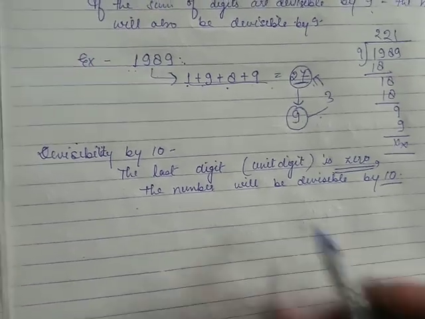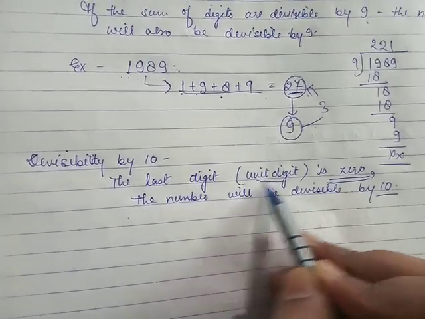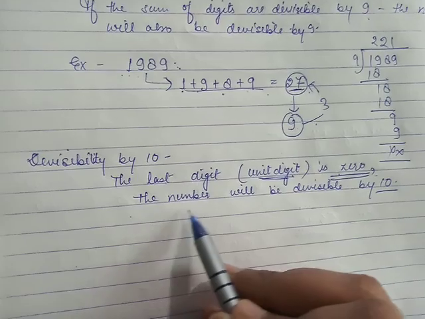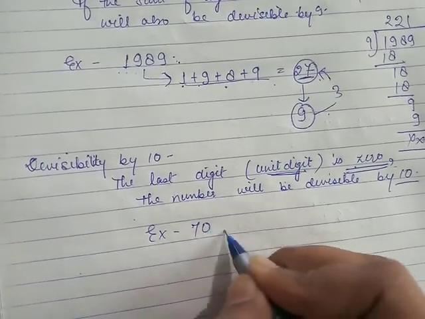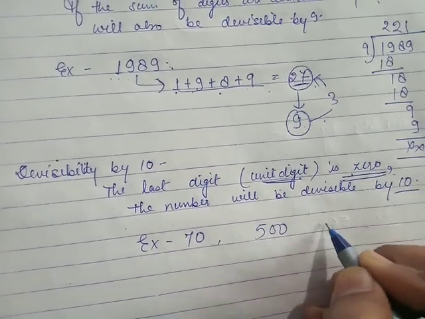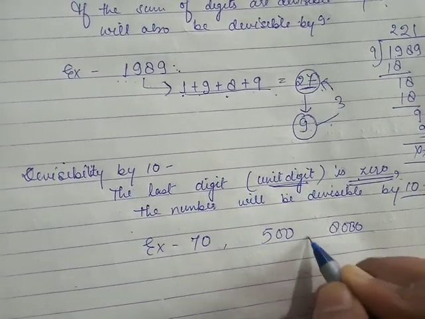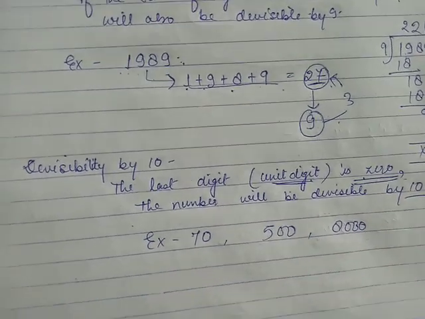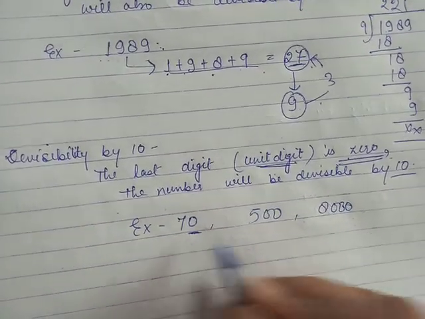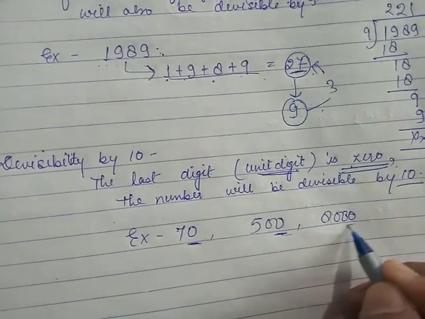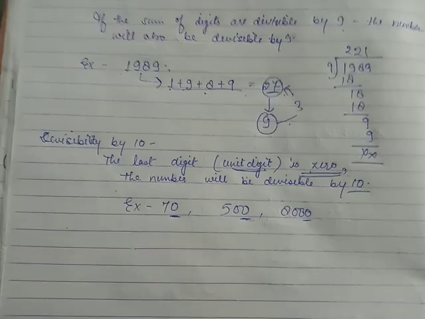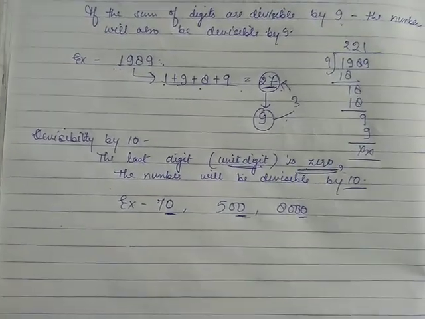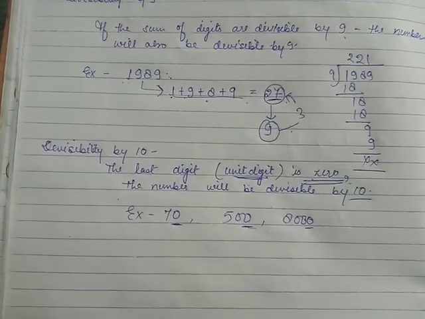The test of divisibility by 10 is: if the last digit, that is the unit digit, of any number is 0, the number will be divisible by 10. Examples are 70, 500 or 8000, or anything. You consider the unit digit. This unit digit should be 0, and if it is 0, the number will be divisible by 10. So this was the divisibility by 10. Now we will move to the divisibility by 11.